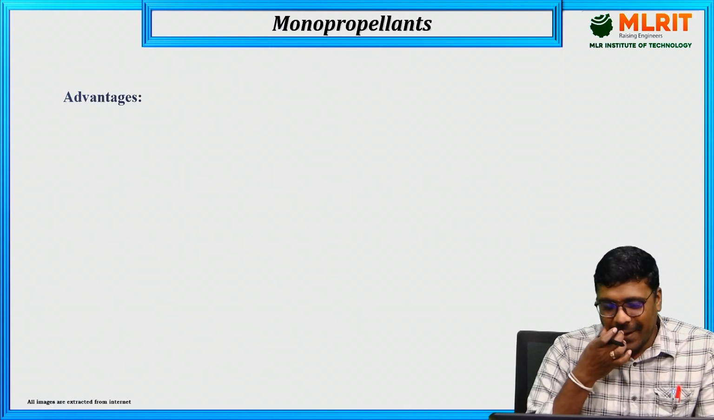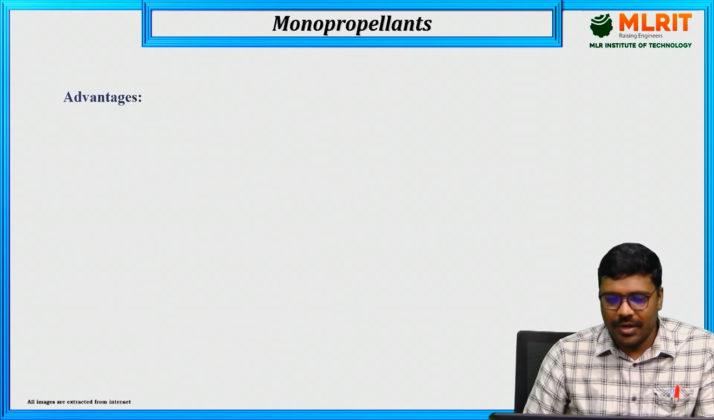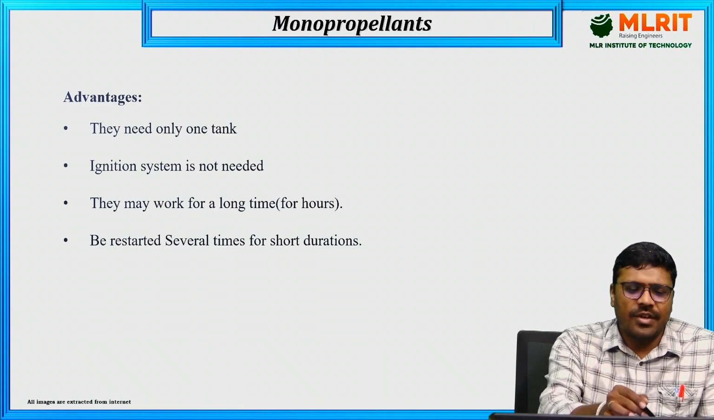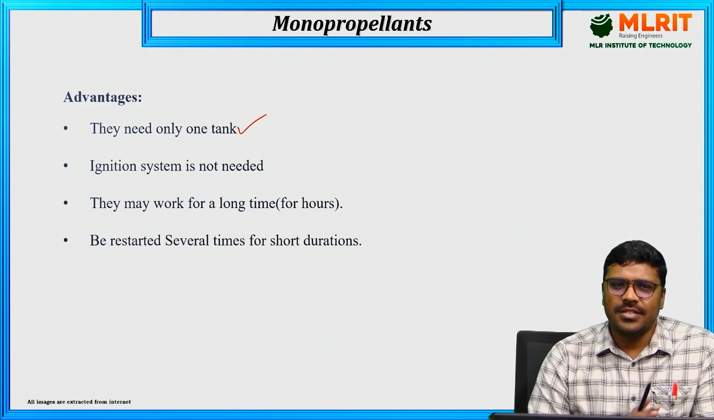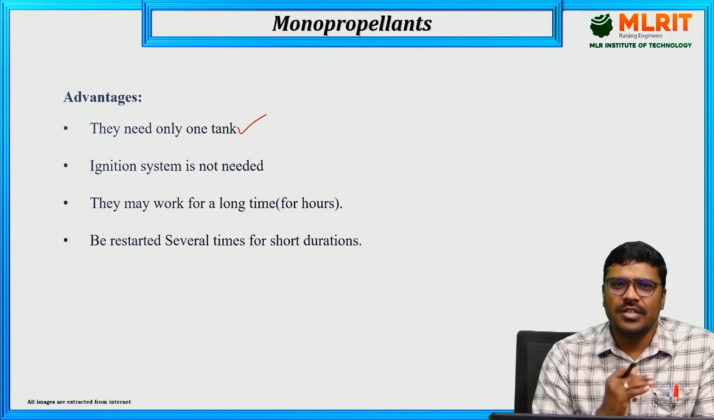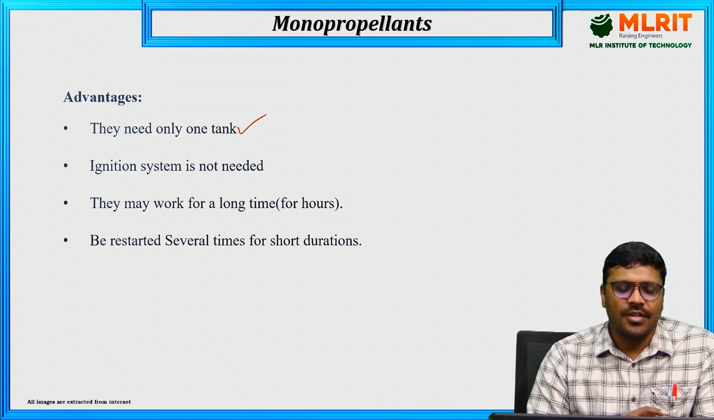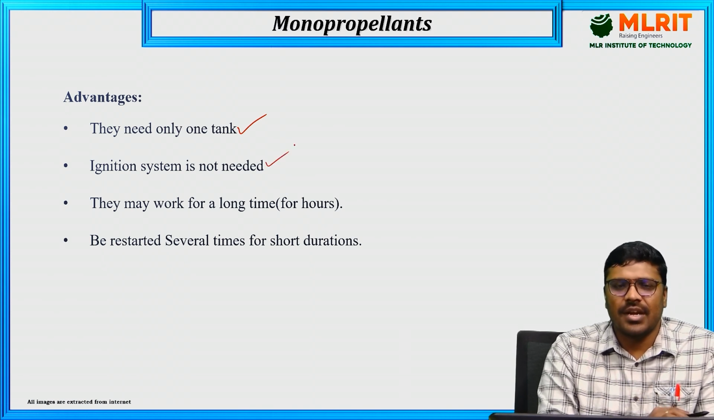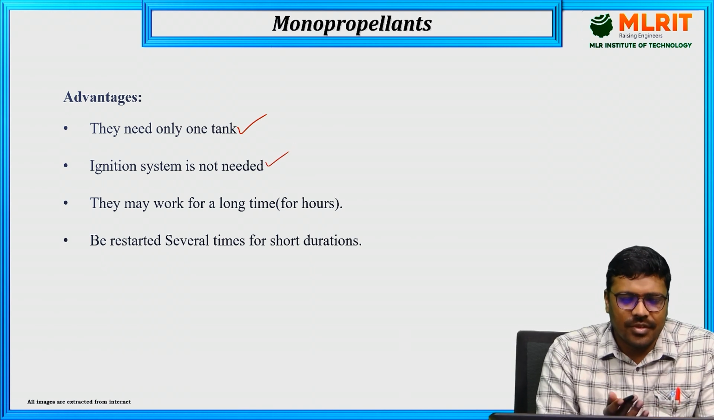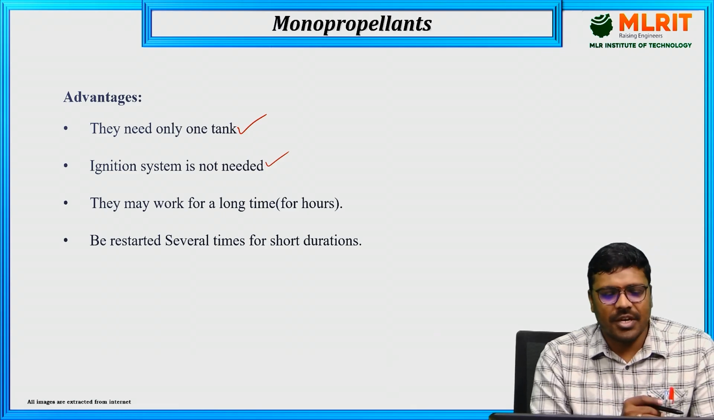Coming to the advantages, what are the advantages of monopropellant? They need only one tank. If we needed two tanks, the structural weight of the second tank would be added, but here it is reduced. So only one tank is required, and the ignition system is not needed. Self decomposition, or we can use a catalyst for the reaction. So a separate ignition system is not required.